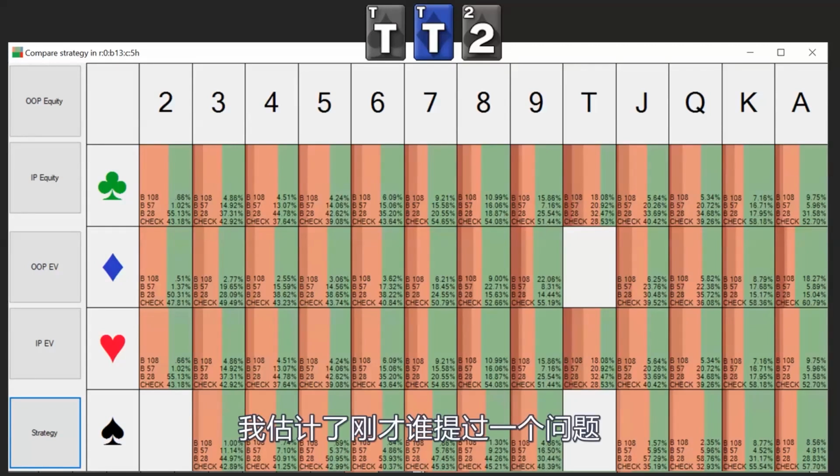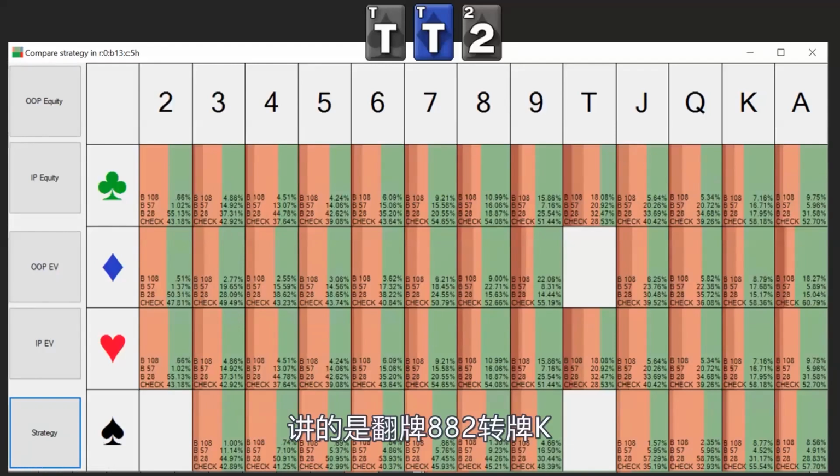So again, I don't remember who asked the question, but he told me, on 8-8-deuce turn king, are we betting as wide or whatever? But we can see that the higher turns get checked at a higher frequency than the lower turns.